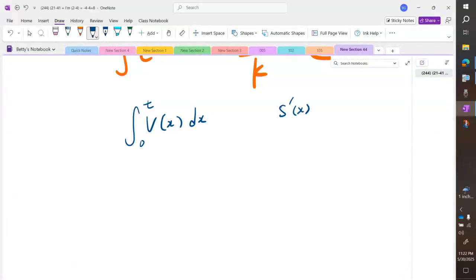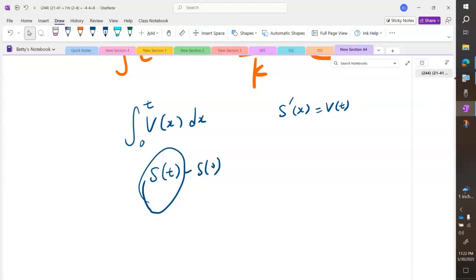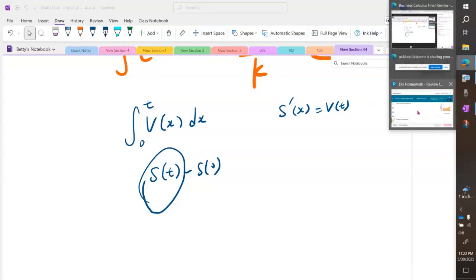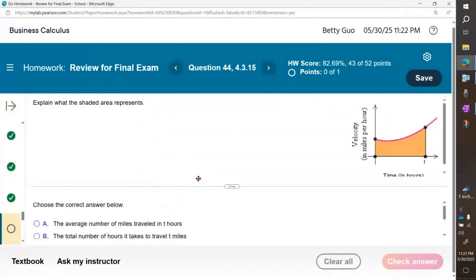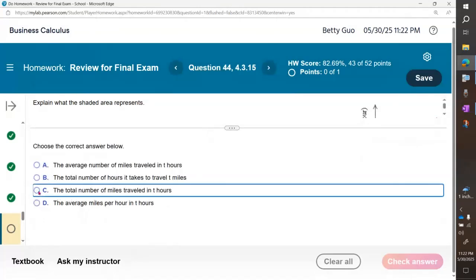Position function prime is velocity function. That means the antiderivative of v of t is s of t. So it's going to be s of t minus s of 0. So this actually gives us how many miles it traveled. How many miles traveled in total? Total number of miles traveled in T hours.